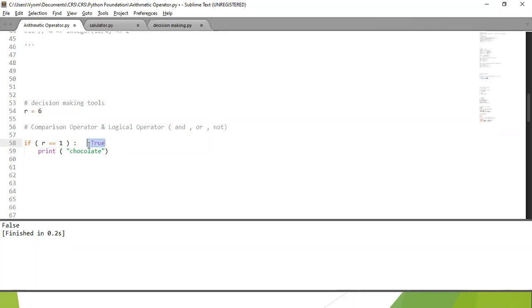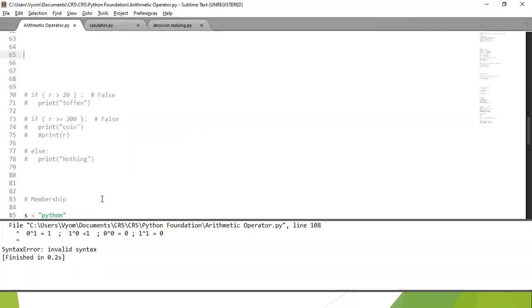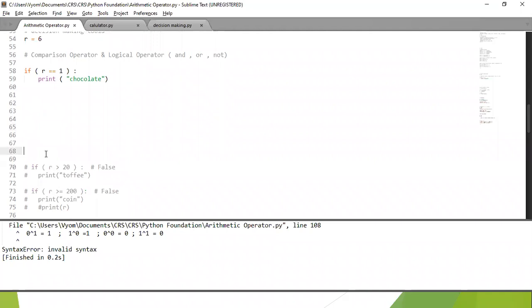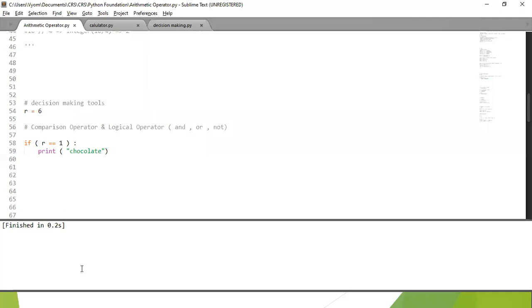So in this case of ours, where value of R is equal to 6, if we execute this statement, what do you think will be the output? Error. Fine, let me do this now. So what will be the output? Nothing. Nothing gets printed. Why? Because R equals 6. So is 6 equal to 1? No. That means this if condition is not satisfied and chocolate doesn't get printed. But let's say if this R was equivalent to 1, then chocolate gets printed. This is decision making along with the use of comparison operator.